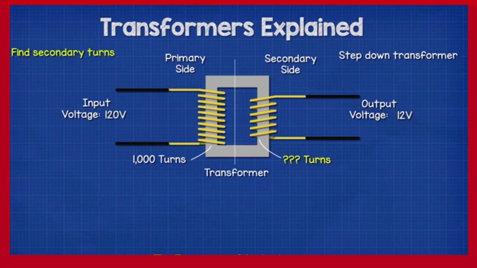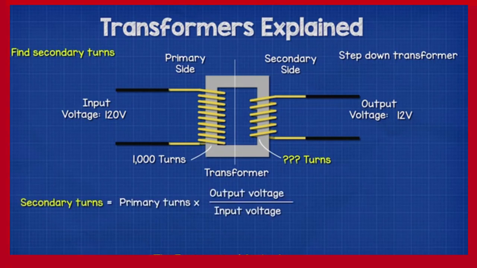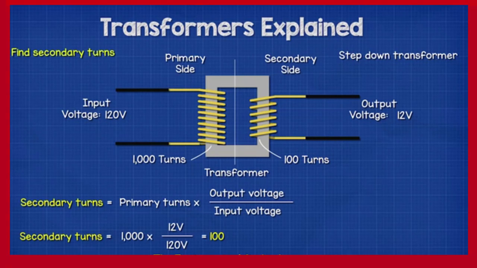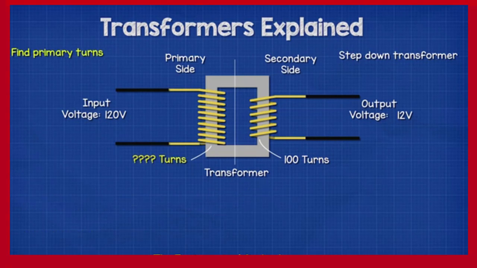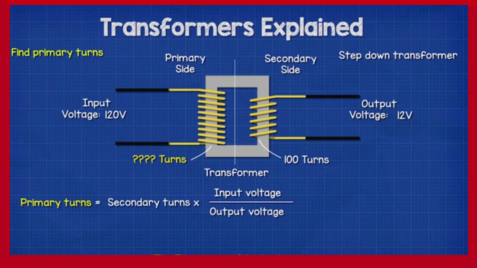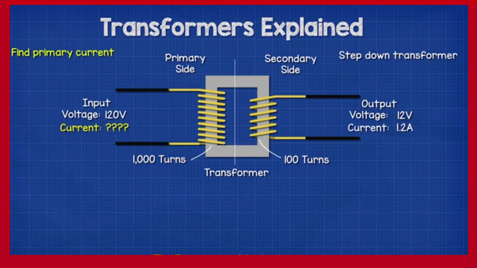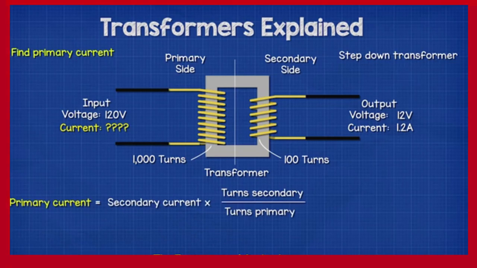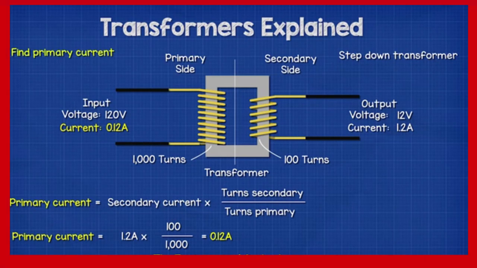If we wanted to find the number of turns on the secondary side, and we knew the voltages and primary turns, then we could use this formula to get our answer. If we wanted to find the number of turns on the primary side, we could use this formula, and this will give us the answer. If we had a current of 1.2 amps on the secondary, then we find the primary current using this formula, and we see the answer is 0.12 amps.